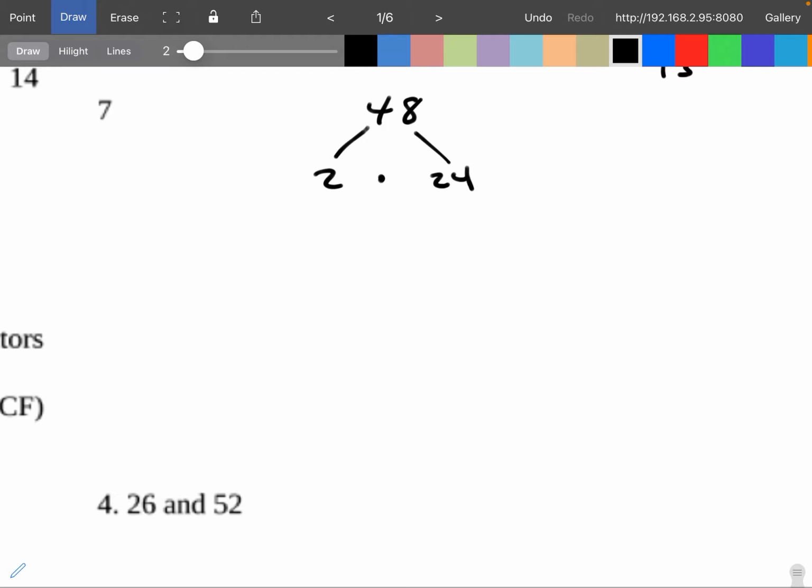And then what can I break the 24 into? 12 and 2. Yeah, 12 and 2, or 6 times 4. Either way, it'll work out in the long run. So I'm going to break it down into 2 times 12. And then I'm going to bring this 2 down. So right now I have 2 times 2 times 12. All right, and then what can I break the 12 into? 6 and 2, yeah. So then I could make this 6 times 2.